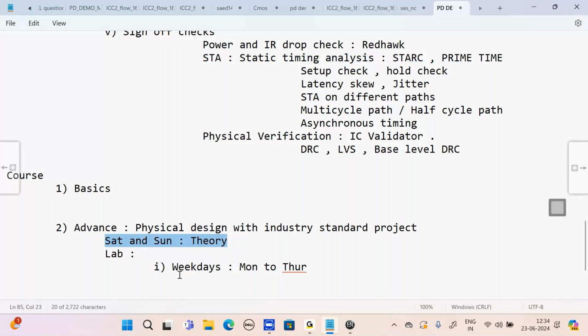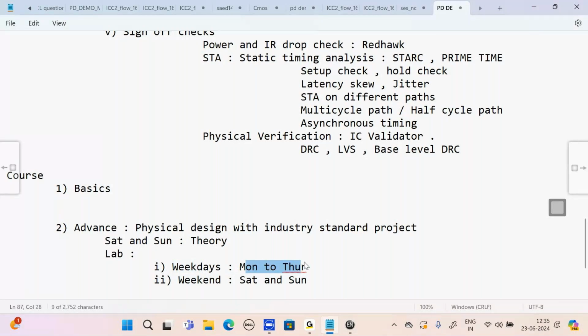Lab is optional. You can attend on weekdays or you can attend on the weekend. It is optional to you. Weekend lab happens only on Saturday and Sunday. You can either attend weekday classes or weekend classes, only for lab. Theory is common for everyone. If you are opting for weekend, first you will have theory, then you will have lab. So weekday students need not attend weekend lab. They can attend only from Monday to Thursday.